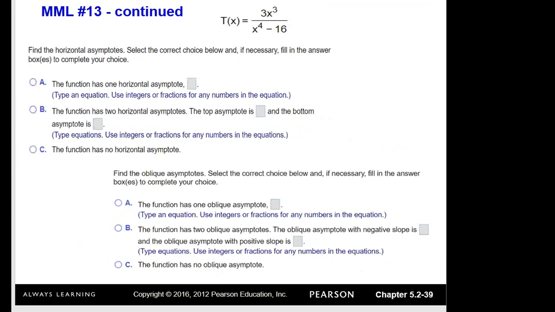This time I'm looking at the degrees. So the top one has a degree of 3 and the bottom one has a degree of 4. It said that if n is less than m, then y is equal to 0. It has one horizontal asymptote, and it is the x-axis. y is equal to 0. And because it has a horizontal, then boom, on choice C, there's no oblique at all. Because you had a horizontal, you automatically do not have an oblique.